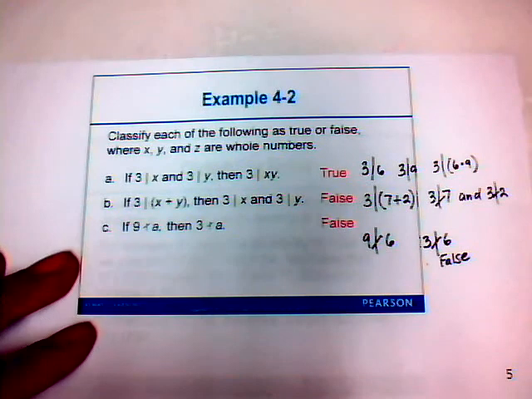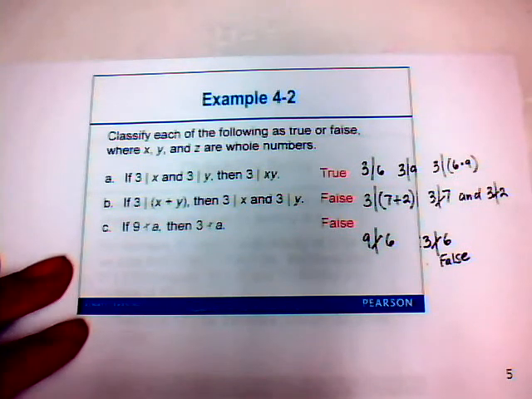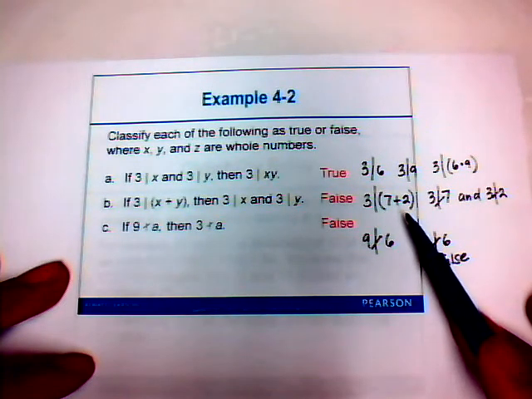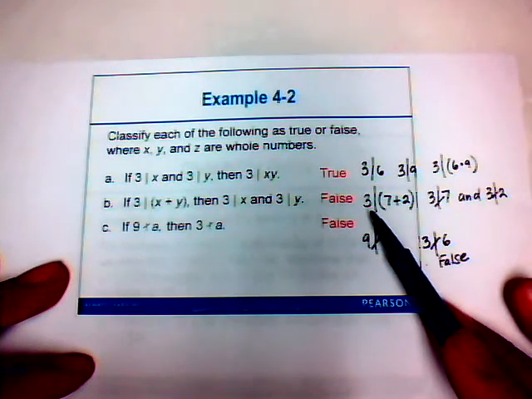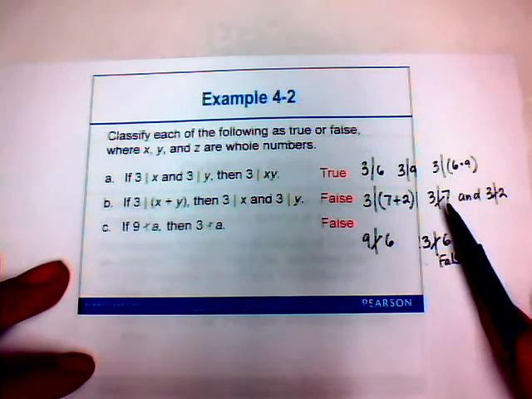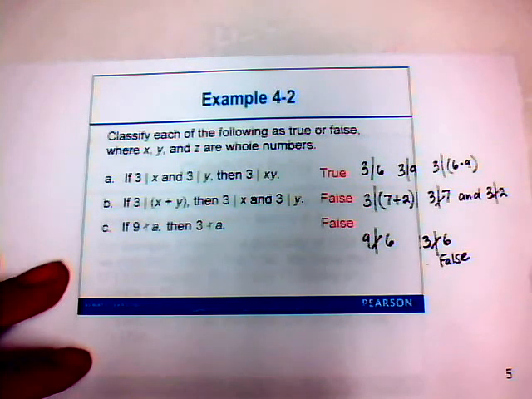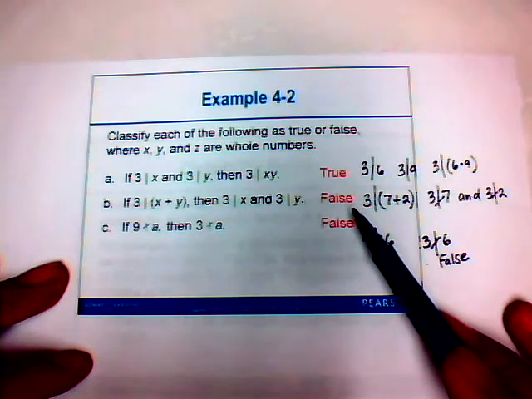Now in part B, if 3 divides the sum of x and y, then 3 divides x and 3 divides y. That's false. Let's say in this case here, 3 divides 7 plus 2. Well, 7 plus 2 does give you 9, which is a multiple of 3. Break this up. 3 divides 7 is false. 3 divides 2, that's also false. Okay? So this statement here in its entirety is false.